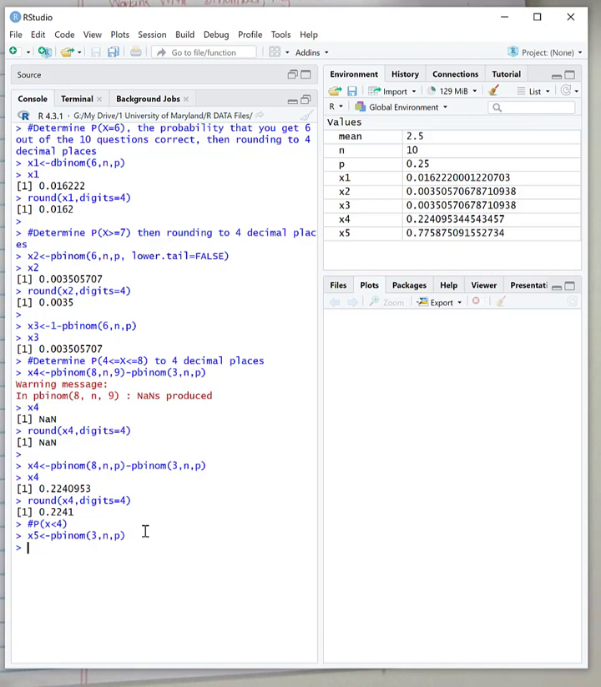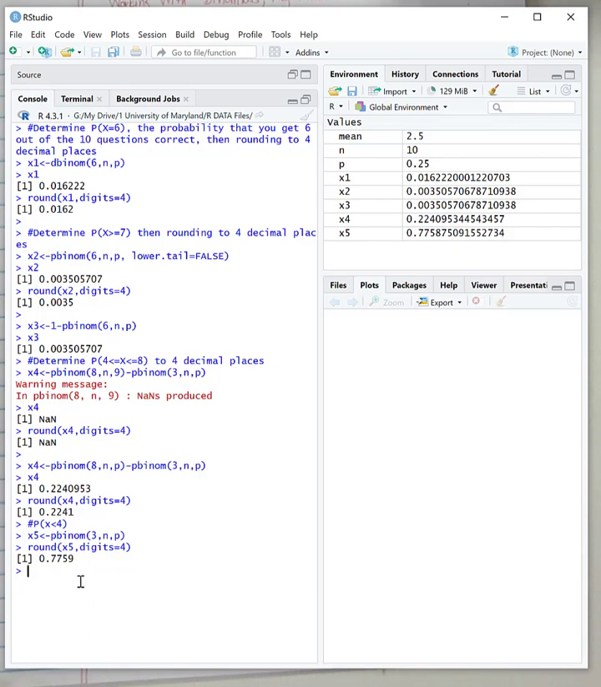Then I can print x5, or I can just quickly go on and round x5 to digits equal 4 decimal places. And we already see what x5 is. This is just looking at what it would be, and it would be 0.7759. So that's how you would get probabilities of strictly less than. And all of these were the binomial.